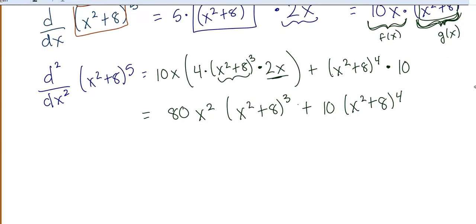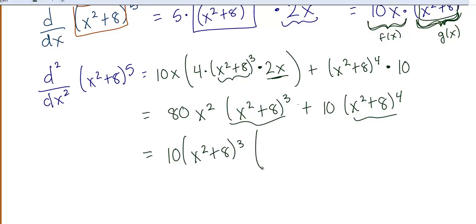Now, I would probably usually be okay with you stopping here. Depending on how you're entering it into MyMathLab, you might want to factor some more. We could try to, or you might want to simplify some more. We could do that by factoring. So I could take a 10 out, as well as this x squared plus 8 shows up twice. So let's take that out. So we'll take out a 10, and I can factor out x squared plus 8 cubed.